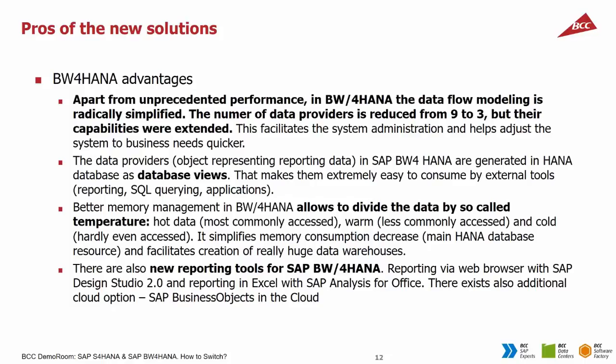Since data warehouses can be really large, it can be terabytes of data, with BW for HANA SAP extends its notion of data temperature. So some data are called cold data, where access is rarely needed, and can be stored on disk instead of storing them in memory, and only when required loaded to memory.